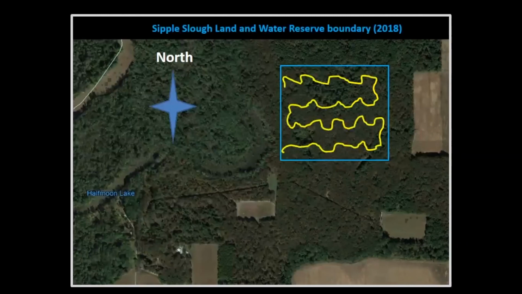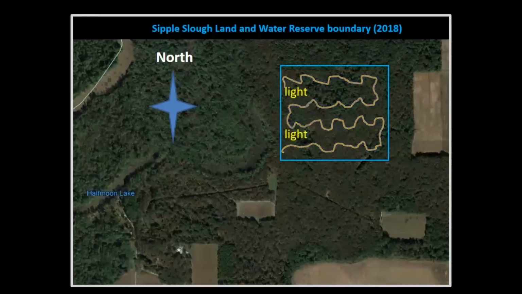I can tell you that the observers were not inebriated. They were actually trying to walk in those kind of squiggly lines to give the most contact with the habitat in the community. Okay, so all 40 acres were monitored.